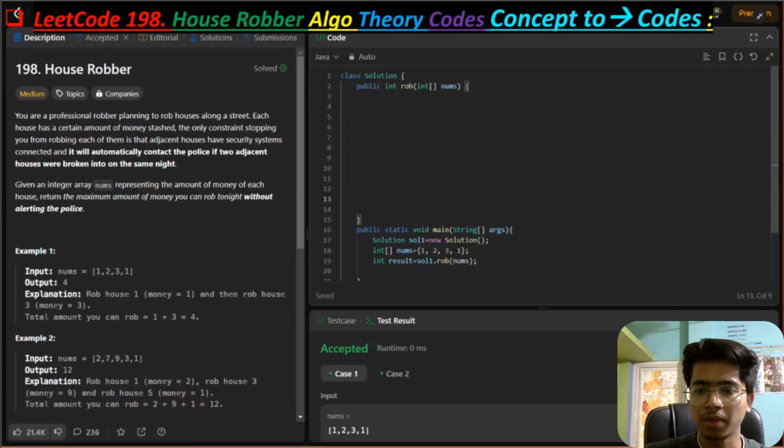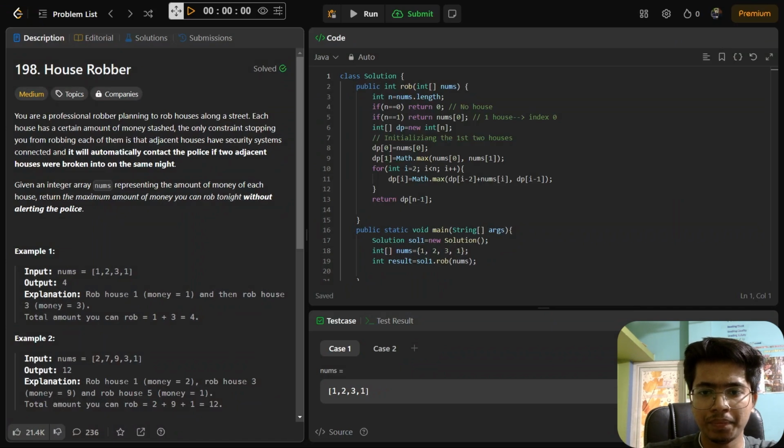So today we'll be solving this problem. First, let's study what the question tells us. It says that suppose you are a professional robber planning to rob houses along a street.